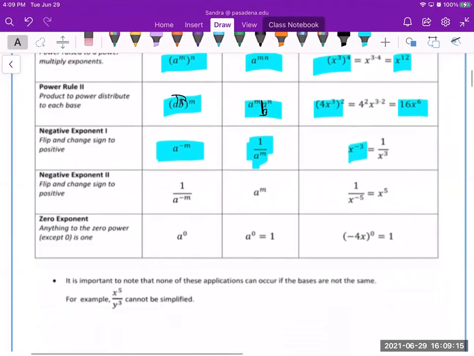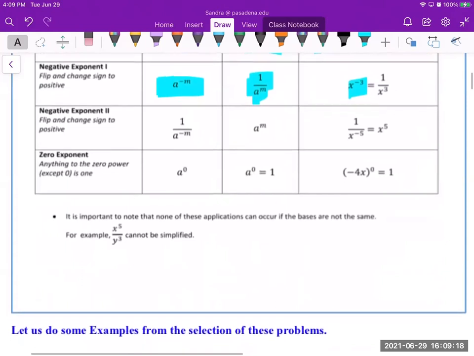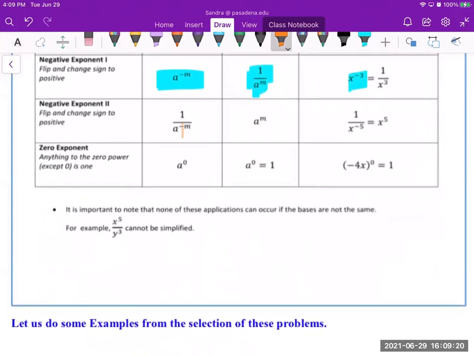Now, if the negative exponent is in the denominator, look at this one. Let me go ahead and change the color. Since we want a positive exponent, I'm going to move the a to the negative m to the numerator. And when I move it to the numerator, it becomes a positive exponent. Here's an example, 1 over x to the negative fifth. When I move it to the numerator, it just becomes x to the fifth power.